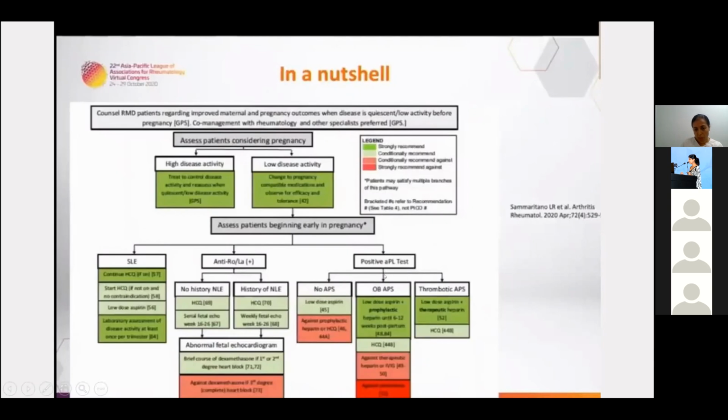And if the antiphospholipid antibodies are positive, but there's no antiphospholipid syndrome, low dose aspirin is recommended. But heparin is not indicated. If obstetric antiphospholipid syndrome is there, low dose prophylactic heparin is indicated. And if there's thrombotic antiphospholipid syndrome, therapeutic heparin is indicated.